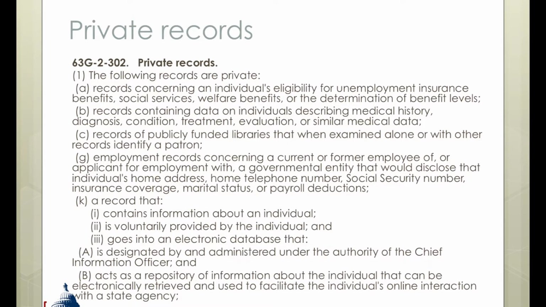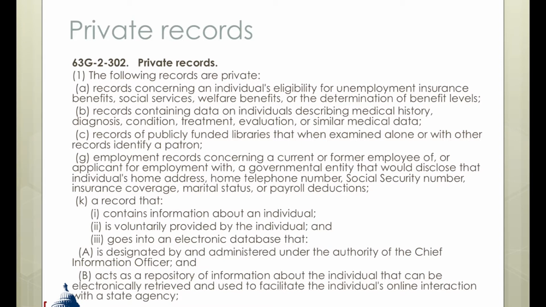Number K is any records that contain information about individuals that's voluntarily provided and that goes into an electronic database that is designed to administer government programs. So that information that you collect and put in a database is private. Okay, is there something else? Okay, I'm going to stop there.